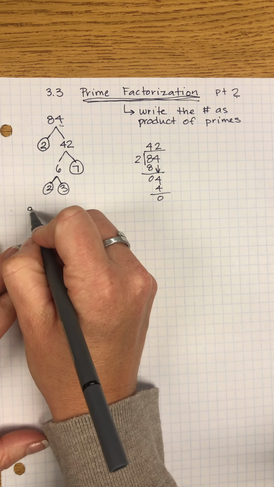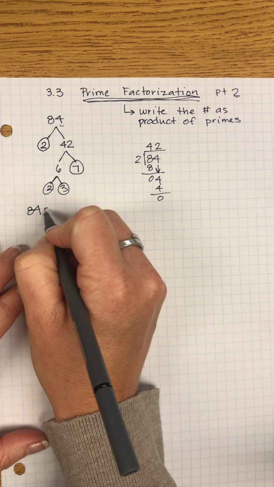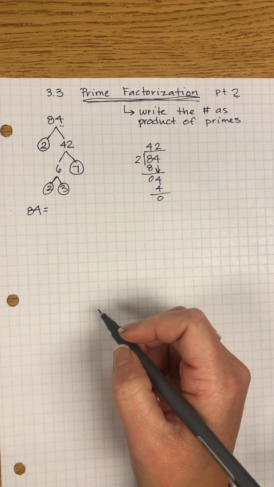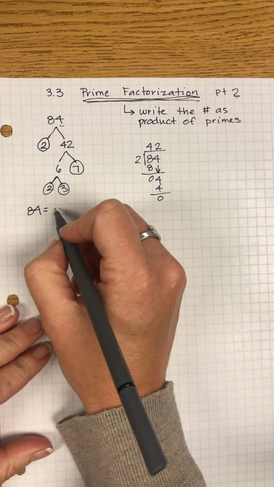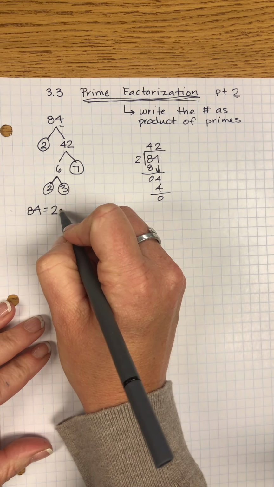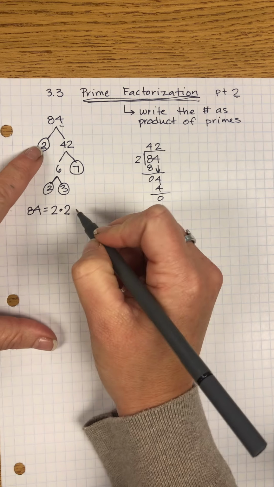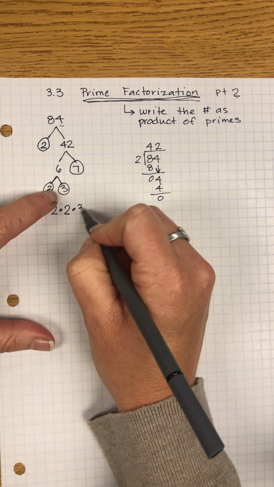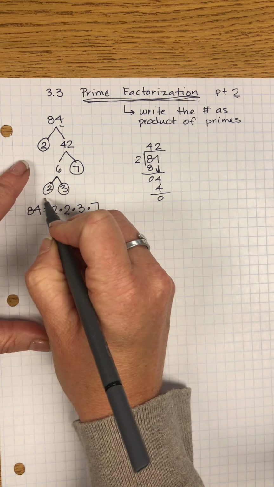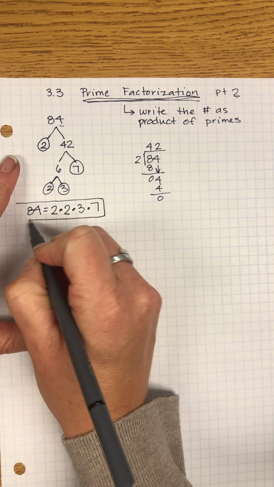And we can write that 84 equals, and then we're going to write the product of primes. Product means multiply. So 2 times 2, there's 2 2's, times a 3, times a 7. I like to put them in number order.